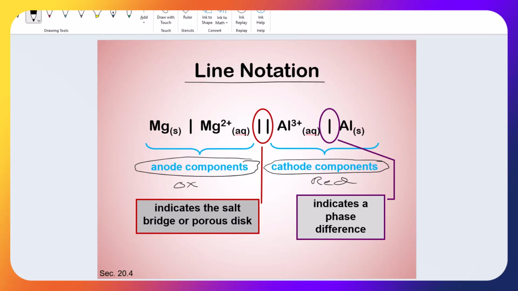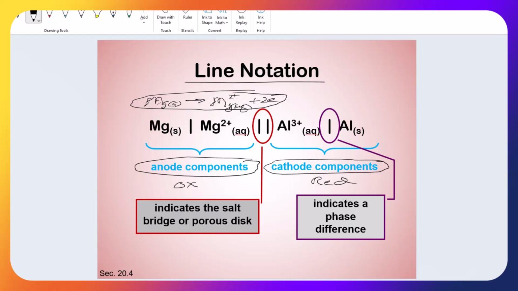If I were to write the half reaction for oxidation of magnesium, it would look like this. Magnesium, that's rather sad looking magnesium. I don't know why it's so wrinkled. Maybe it's old. And it's oxidizing to magnesium 2+ aqueous. Oh boy, getting worse. Plus 2 electrons. Now that would be the oxidation half reaction for the left side of line notation.